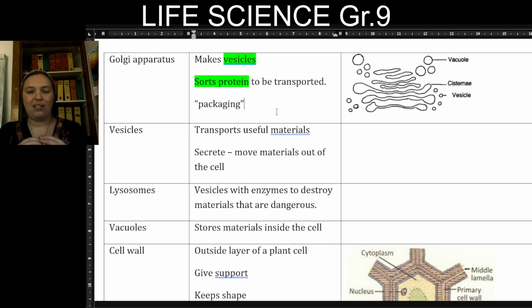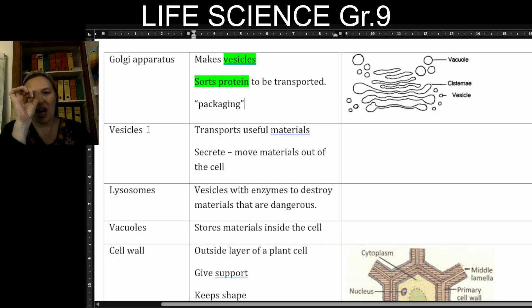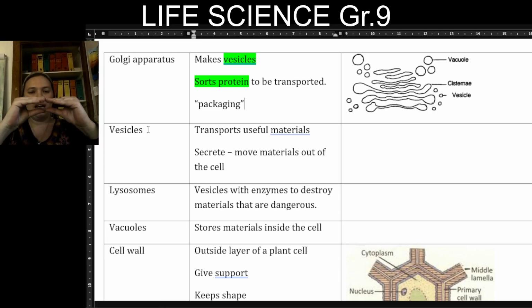So the vesicles, a vesicle is like tiny little parts. Let's say this is the Golgi apparatus. Then the membrane that is around it basically goes like this, and then it goes like this, and then there we've got a vesicle. And the vesicle takes that protein and takes it away somewhere else.